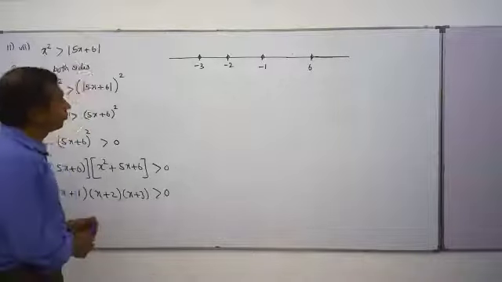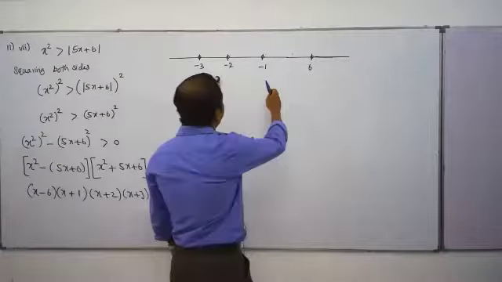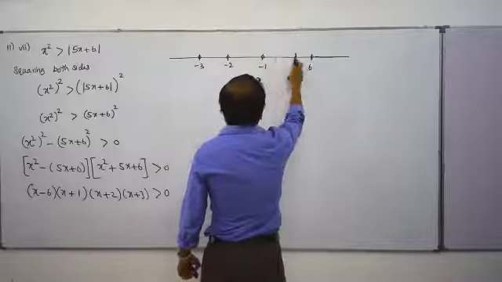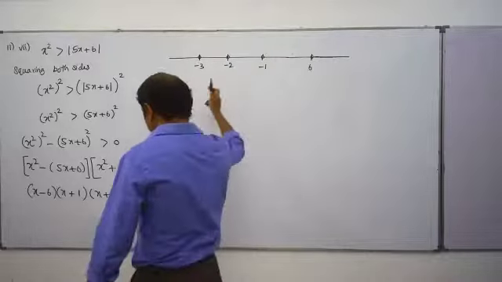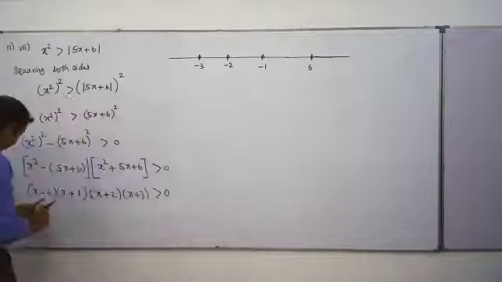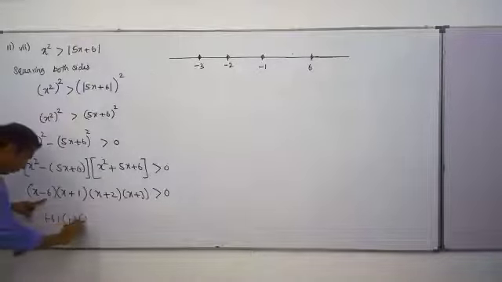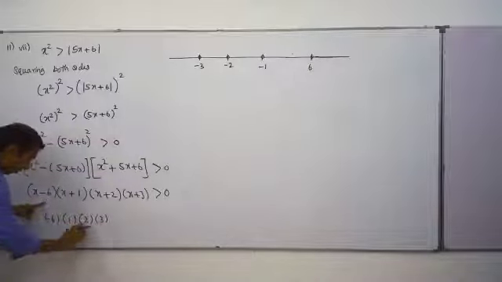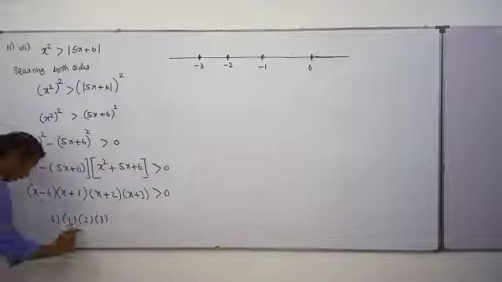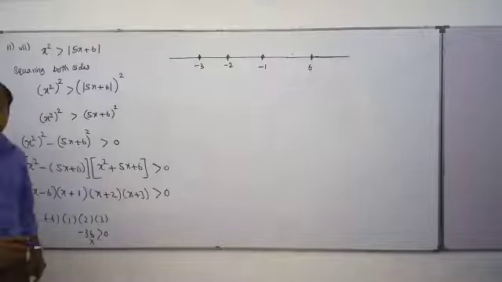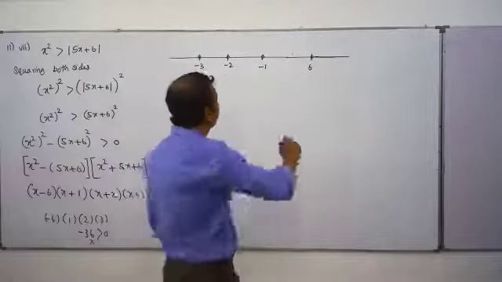Now, 0 is in between -1 and 6. In this interval, we have 0, right? Put 0 for x. This is -6. This is 1. This is 2. This is 3. I multiply them. We get -36. -36 greater than 0. This is not true. Therefore, the interval where 0 lies does not satisfy. This does not satisfy.